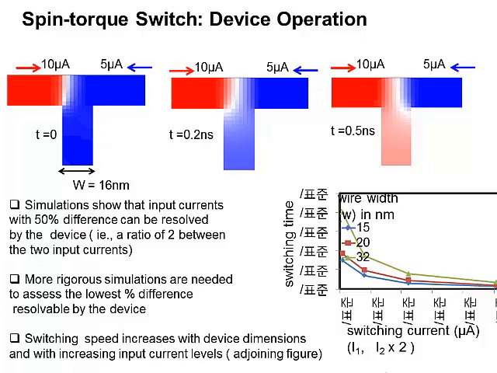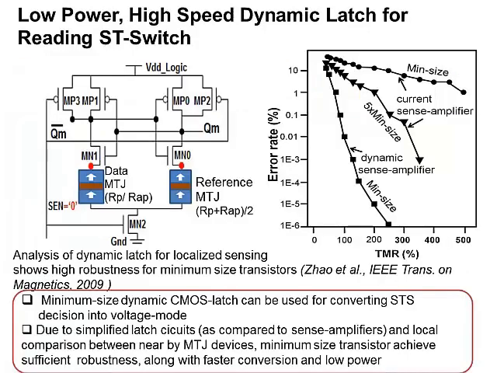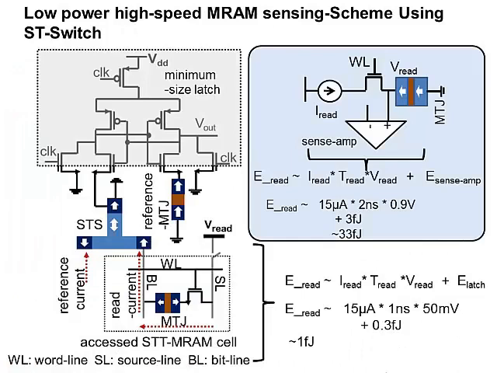It can be few tenths of millivolts. As a result, we can get very low power sensing operations. So how do we apply this sensing device for accessing the MRAM? First is the read scheme.